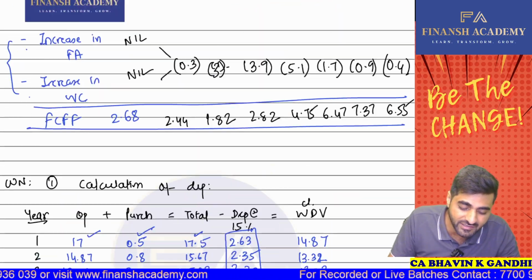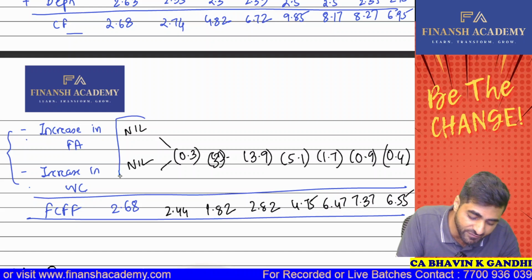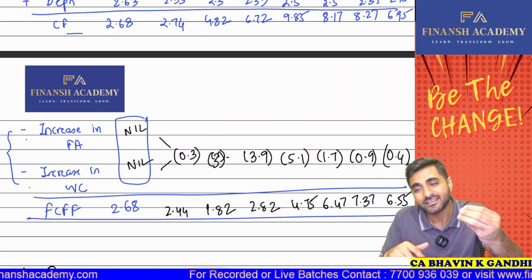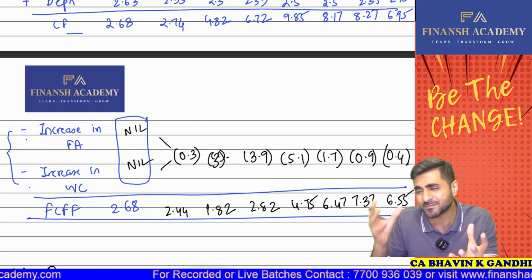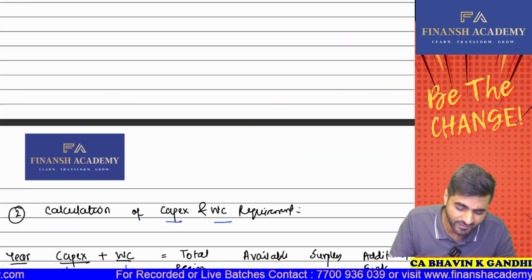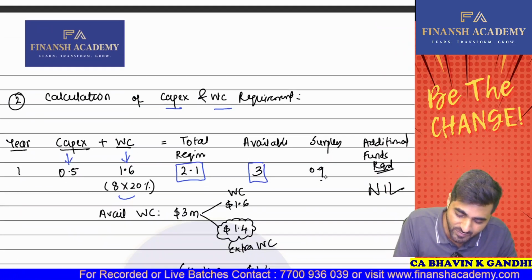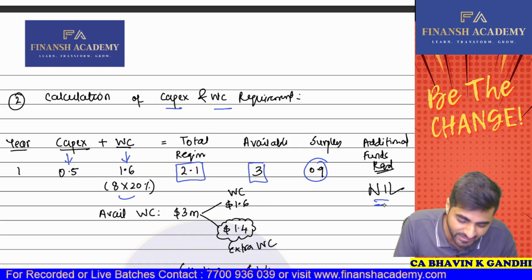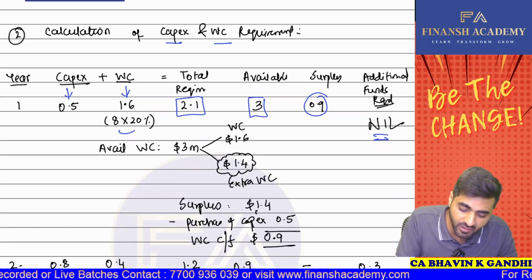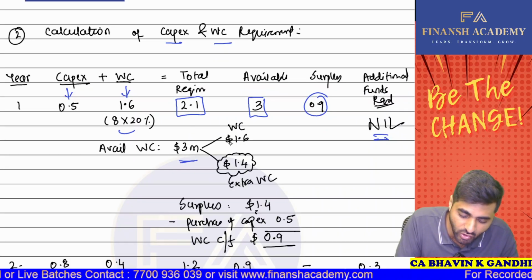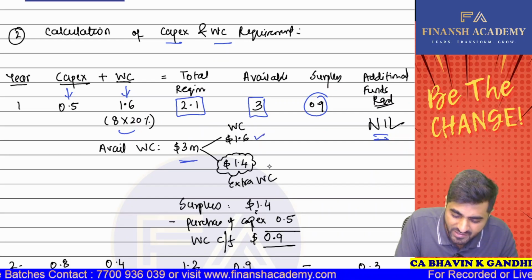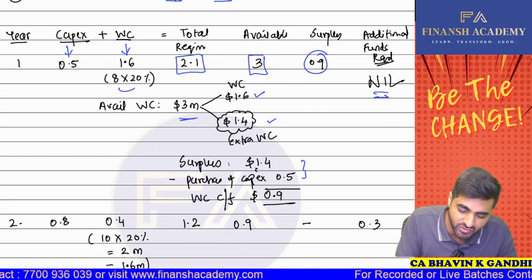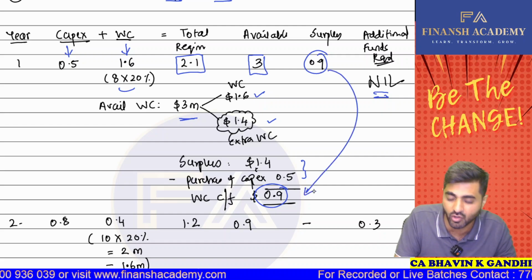Okay. So that is why you can just see in the very first year, the increase in fixed assets and increase in working capital is 0. Why? Because you already had 3. And the requirement of fixed assets plus working capital, both of them put together, is 2.1. So that's why 0.9 is the surplus, right? So additional funds required is nil. Now, available working capital is $3 million, of which 1.6 is needed. So extra working capital was 1.4, from which we have purchased capex. So that's why you are left with now $0.9 surplus.